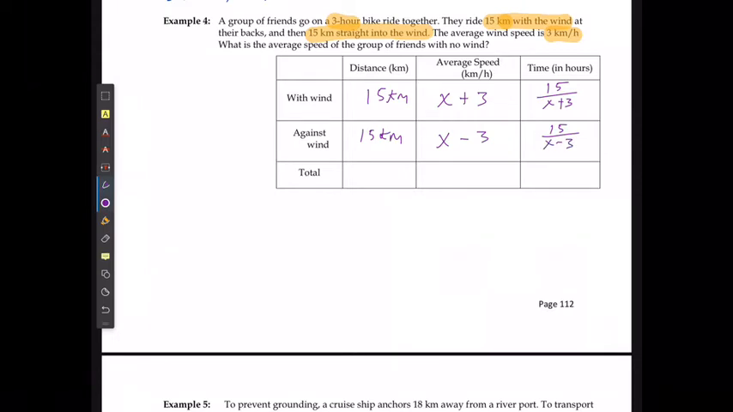And we know that the total time they took to do both of these is going to combine to 3 hours. So I can say that if they went for a 3-hour bike ride, the time traveling with the wind plus the time traveling against the wind is going to equal the total time of 3 hours.